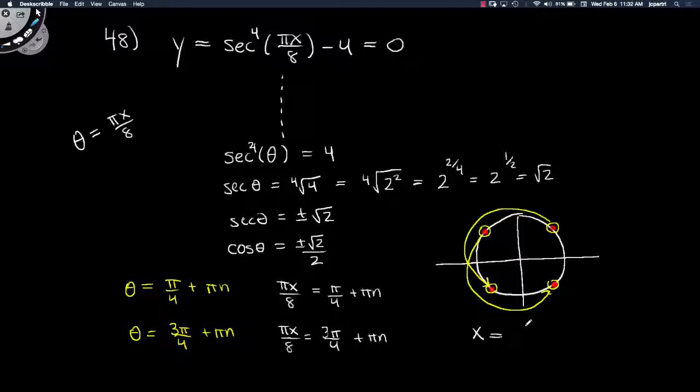So this gives me 2 plus 8n. You're going to divide the pi's out. And the other is 6 plus 8n. And there we go. Alright.